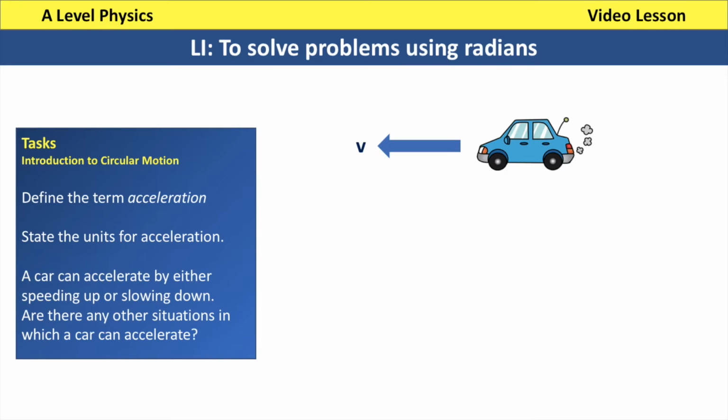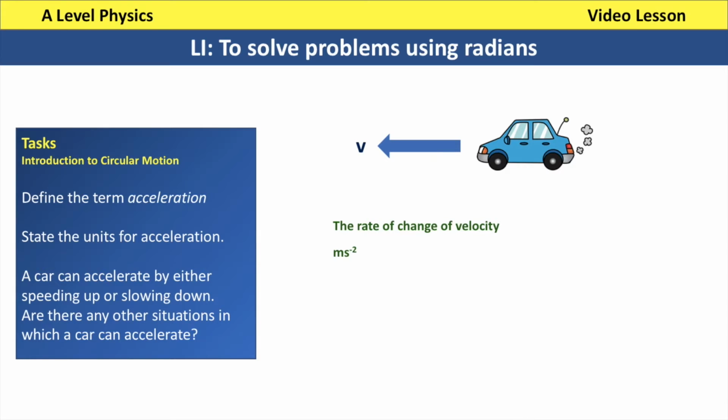So the definition of acceleration is that it is the rate of change of velocity. Don't say change of velocity, it is the rate of change of velocity. The units for acceleration, because we're doing velocity divided by time, that is meters per second divided by seconds, giving us a unit of acceleration that is meters per second squared.